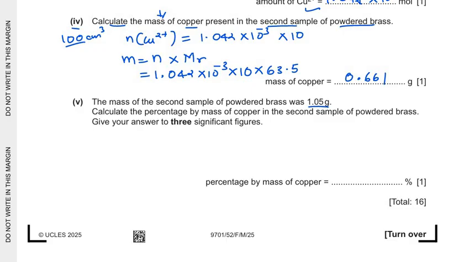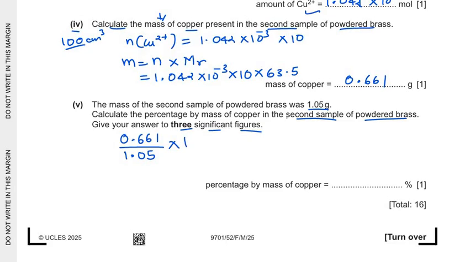Okay, the mass of the second sample of powdered brass was 1.05 gram. Calculate the percentage by mass of copper in the second sample of powdered brass. Give your answer to three significant figures. So we have the mass of copper as 0.661 gram out of the total mass of brass, that is 1.05, and then multiply it by 100, so that we get the percentage in three significant figures.